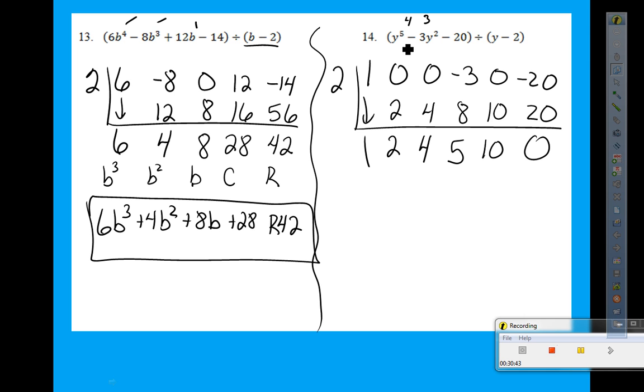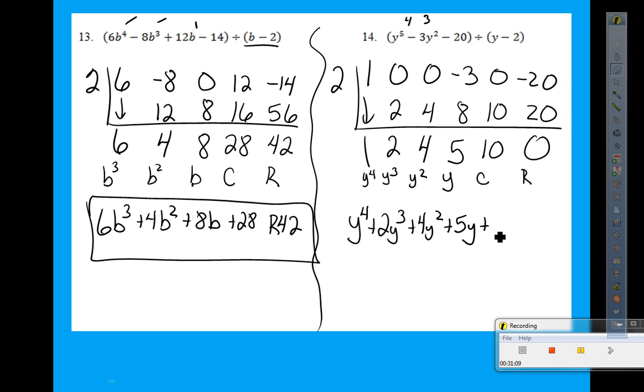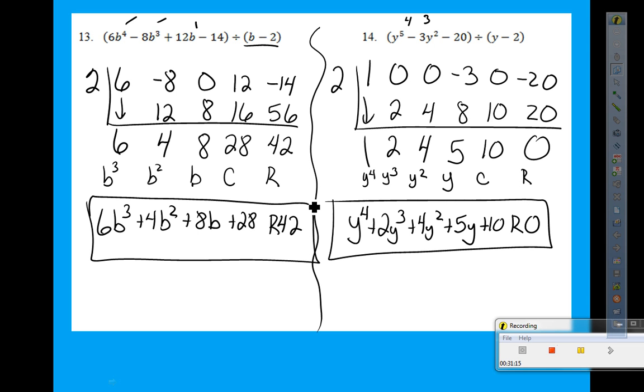We started with a 5, so this represents the fourth, the third, the squared, the y, the constant, the remainder. So my answer, y to the fourth, plus 2y cubed, plus 4y squared, plus 5y, plus 10, with the remainder of 0. So guys, there's the lesson on synthetic division.